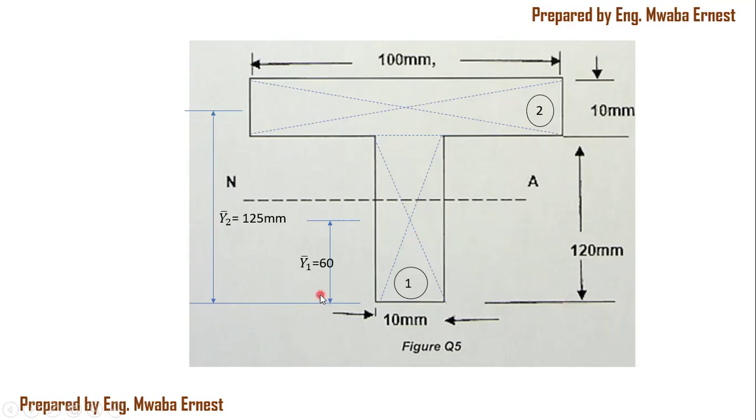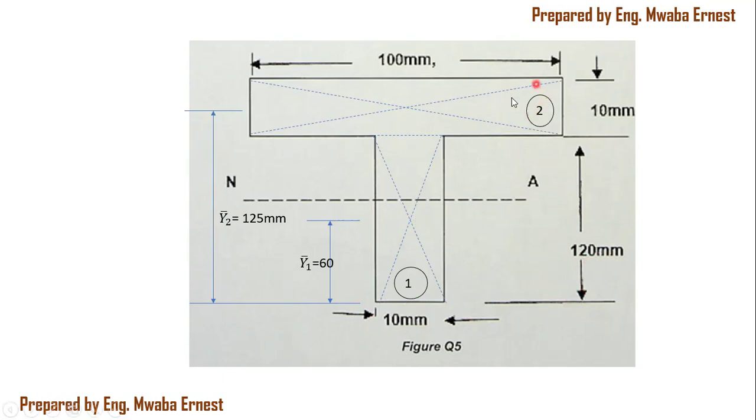The other thing, each of them has a distance for the centroid. Portion 1, its length there is 120. So the center of 120 is half of it, which is 60 from the base. So from the base to there, that is 60.